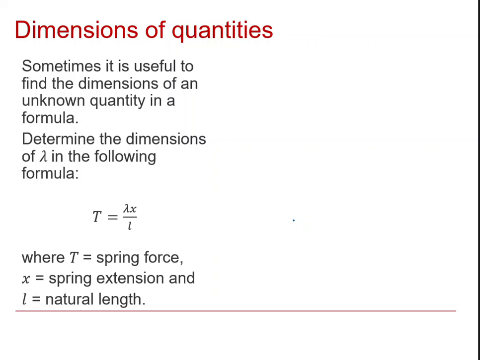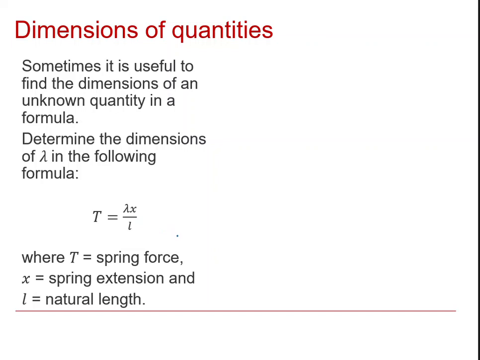Sometimes we need to find the dimensions of an unknown quantity, not least because it gives us an aid to thinking what units to use to measure it. We have a formula here which relates spring force to its extension and its unstretched length, its so-called natural length. That's a formula which embodies Hooke's law. You may or may not have met that. That doesn't matter, but that's the formula, and it involves a constant of proportionality, which is lambda. What are the dimensions of lambda?